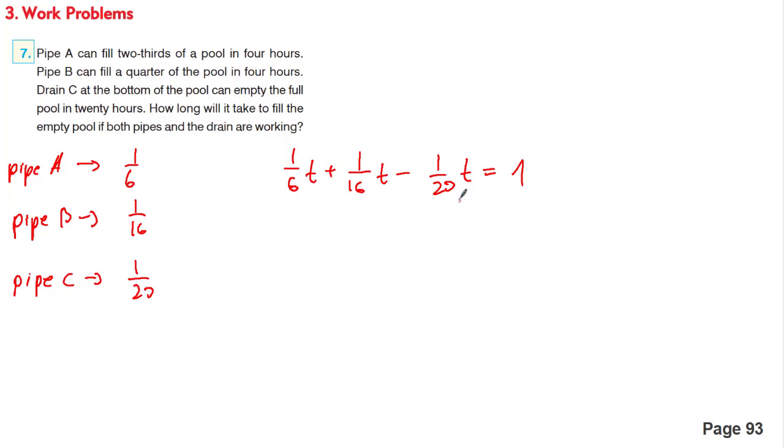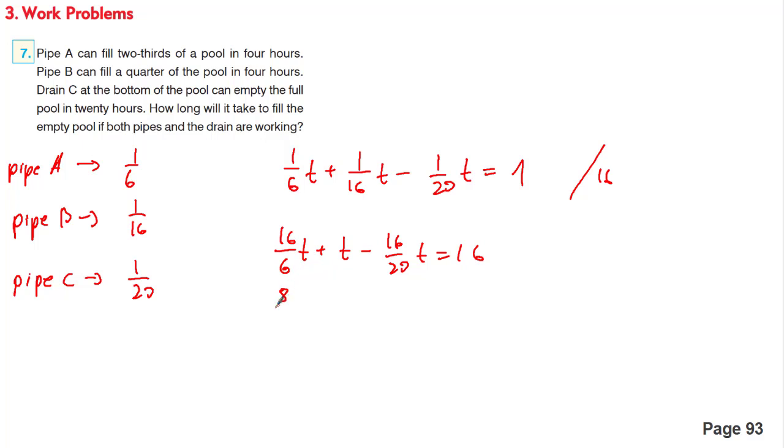Now, if you set up the equation, the rest is easy. We need to multiply, maybe let's multiply first by 16. So what do you get? You get 16/6 t plus t minus 16/20 t is 16. Simplify a bit.